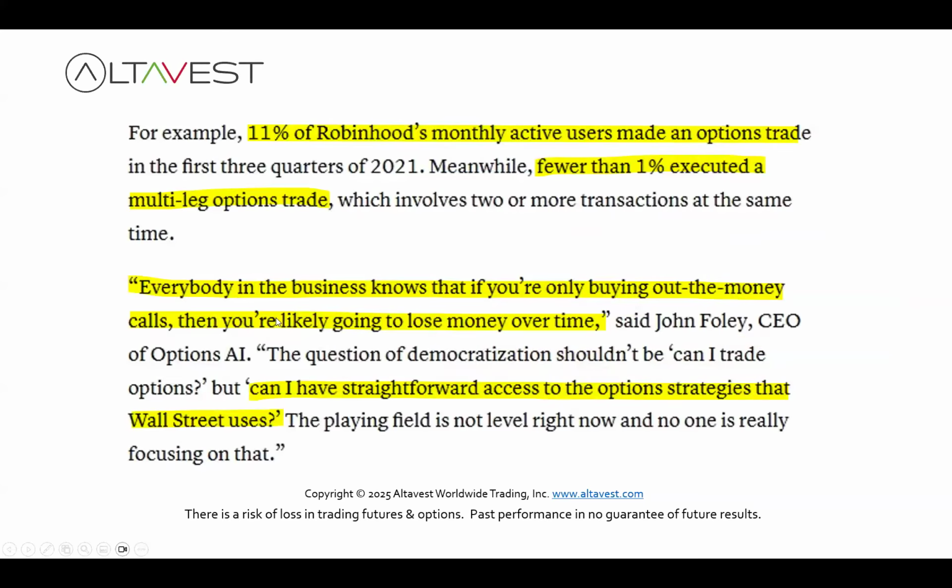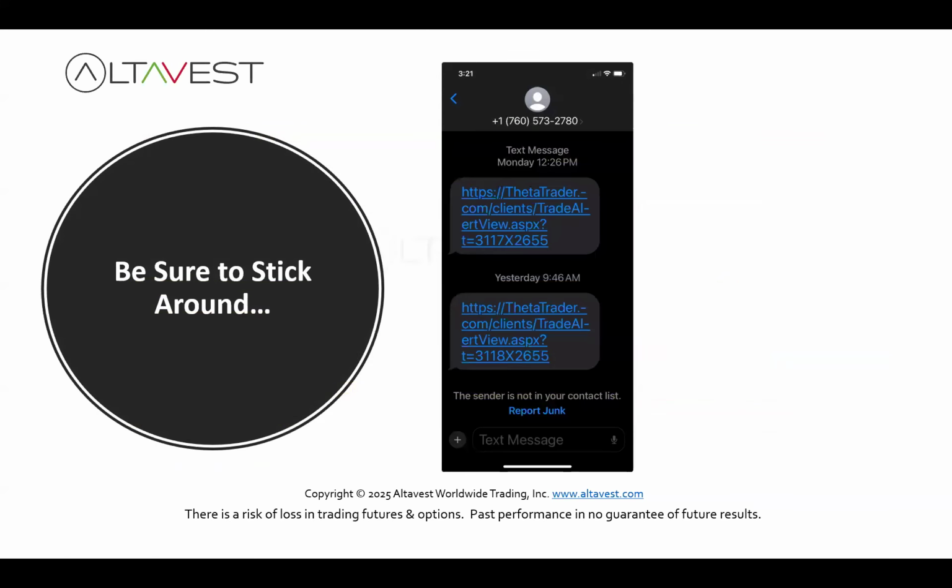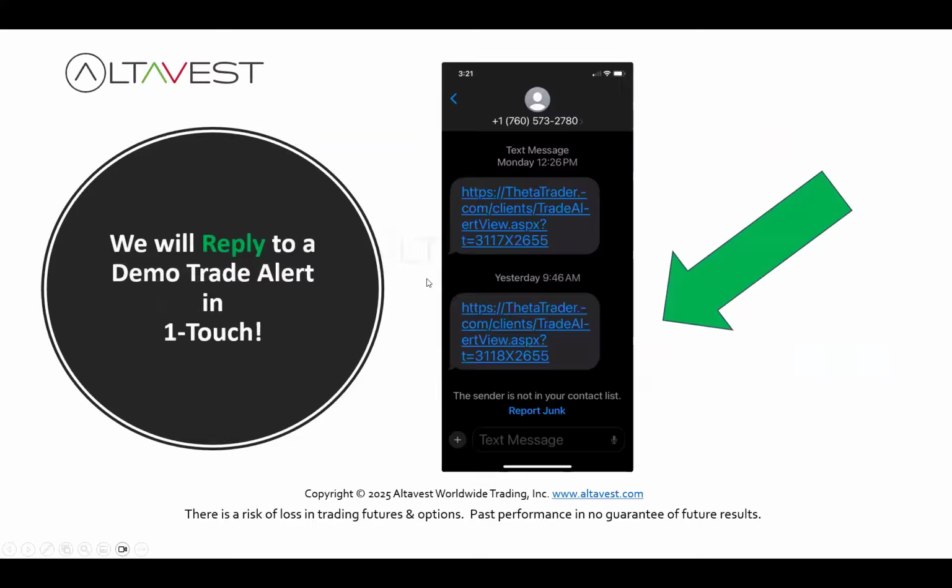And so everybody in the business knows if you're only buying out-of-the-money calls, you're likely going to lose money over time. The question that should be asked shouldn't be, can I trade options, but can I have straightforward access to the option strategies that Wall Street uses? So I agree with that, and that's what we've done here with our software demo. We're going to show you that in just a second. So be sure to stick around because we're going to look at a live trade alert and show you how to respond to those with one touch.